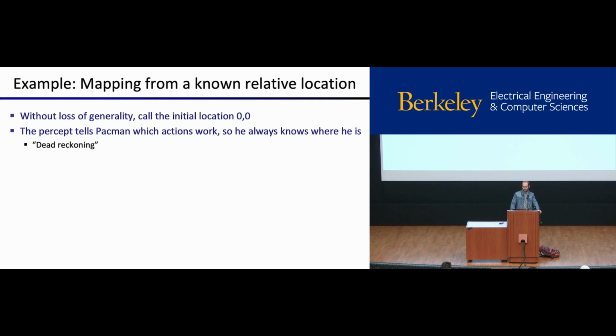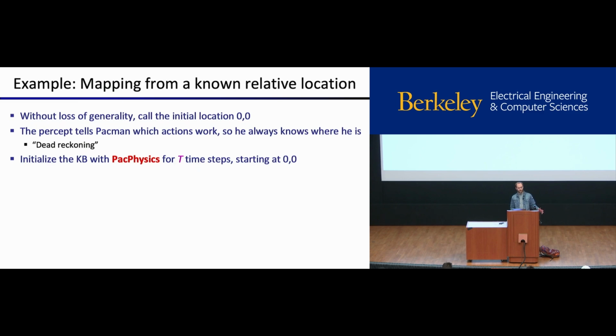Let me explain what I mean by that. Sometimes when he moves north, he stays put if there's a wall there. So if he moves north and sees a wall there, he knows he stays in the same location. If he moves north and sees that there wasn't a wall there, then he knows he's moved 1 square to the north from where he was before. So he always knows for sure where he is relative to his initial location. It's not a given. And I'll give an example later where it doesn't work this way.